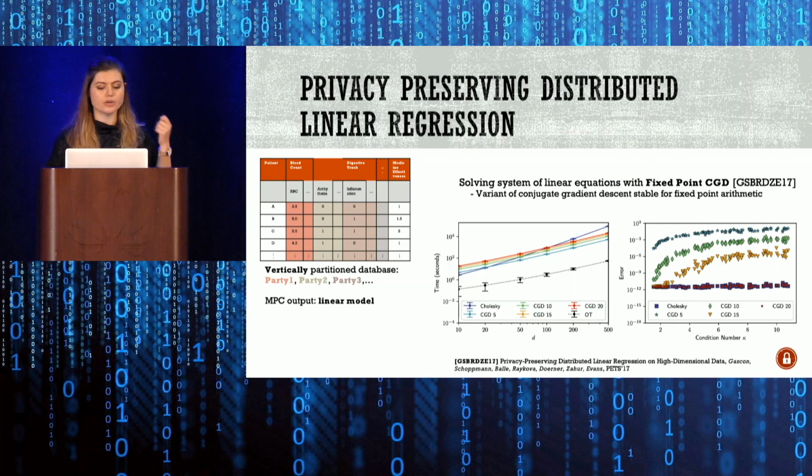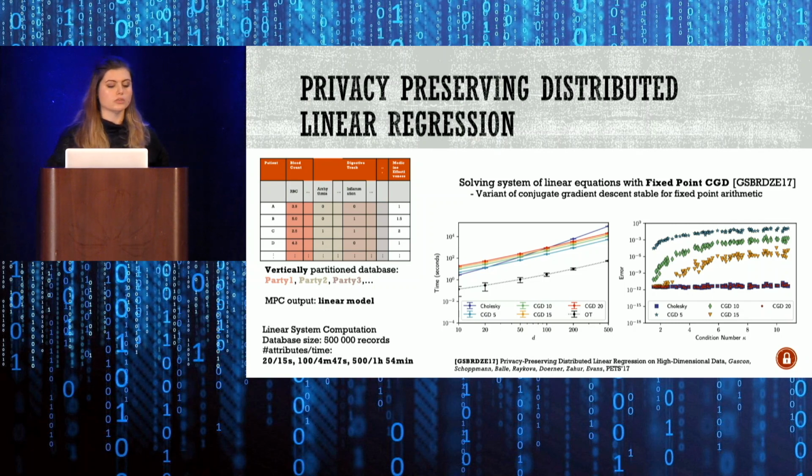So what we observed is that if we run CGD only for 20 iterations, which means that we don't have to go to convergence of this algorithm, we already get the error that we also get from exact solutions. And this also allows us to improve on the efficiency compared with the computation of the exact solution in secure computation, and we can run this in a couple of hundreds of seconds. Just as a reference point, running the whole computation of learning the linear regression model on 500,000 records, depending on the number of attributes, from 20 attributes, it takes about 15 seconds, and going to 500 attributes, it takes about 2 hours to compute the ML model.